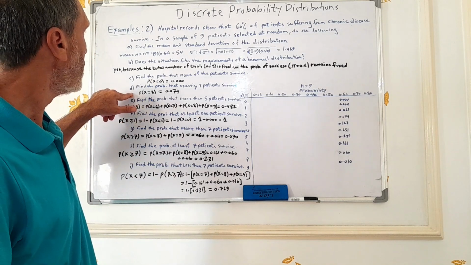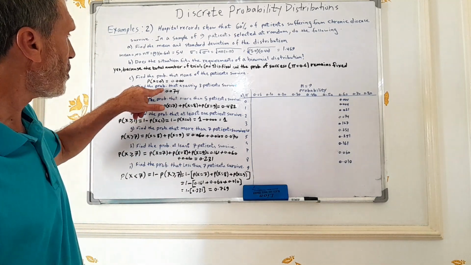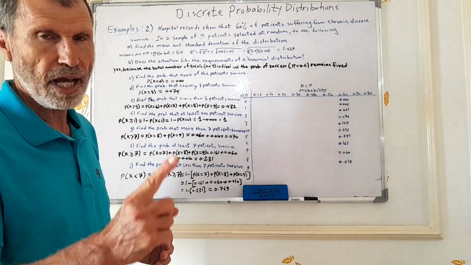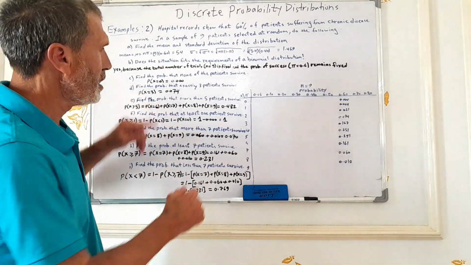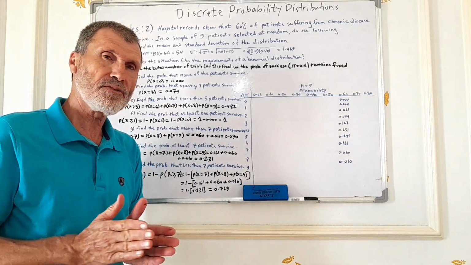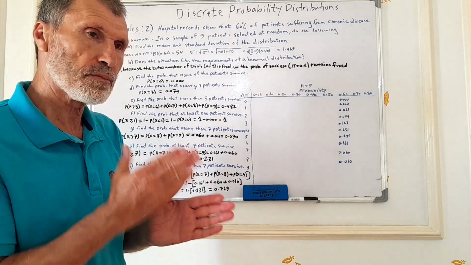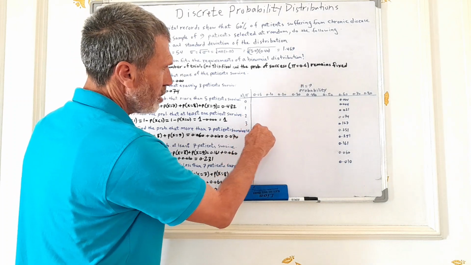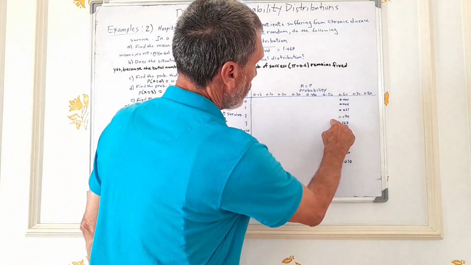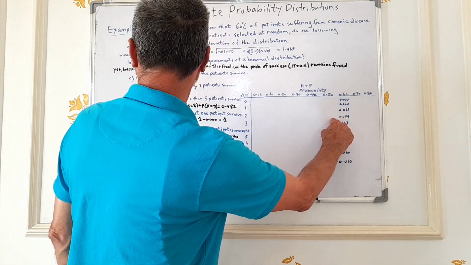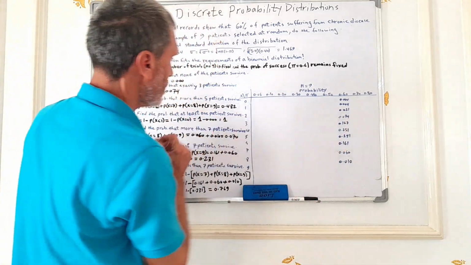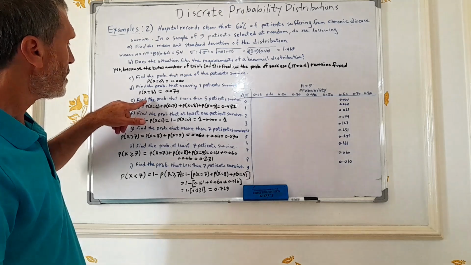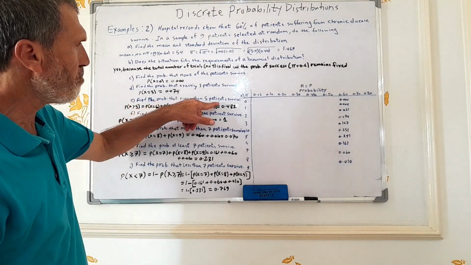Now, part D says find the probability that exactly 3 patients survive. So we're talking about x equal to 3. You can use the binomial formula to calculate the probability, or you can use the table. So probability of x equal 3: 1, 2, 3 here, move to here, and we come up with 0.074.